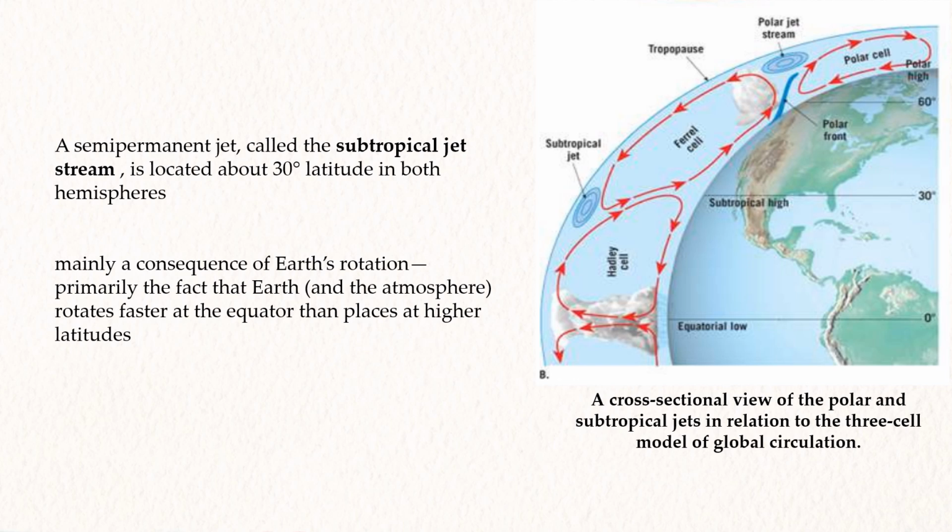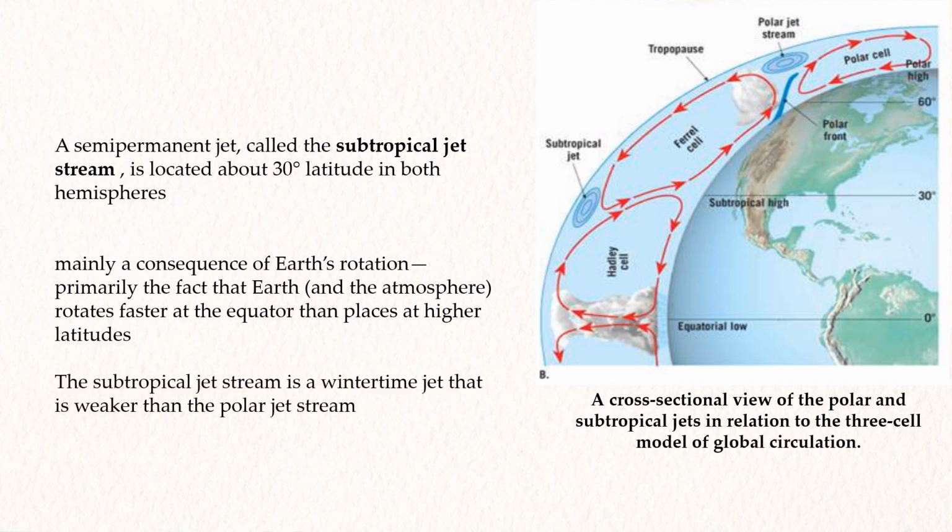As a result, the subtropical jet is created as air aloft moves towards the pole, and the Coriolis force turns these accelerating winds to the right until finally, at about 30 degrees latitude, they are moving eastward. So the resulting fast-moving stream of air traveling from west to east is what we know as the subtropical jet stream. And this subtropical jet stream is the wintertime jet that is weaker than the polar jet stream.